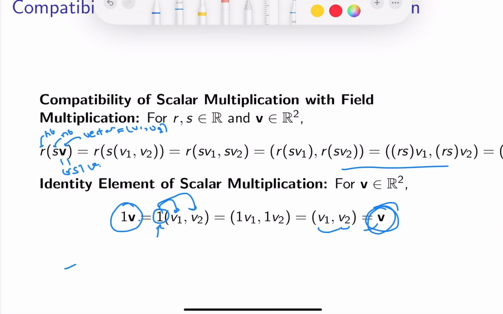So this completes the proof that R2, when equipped with element-wise addition and scalar multiplication, is a vector space.